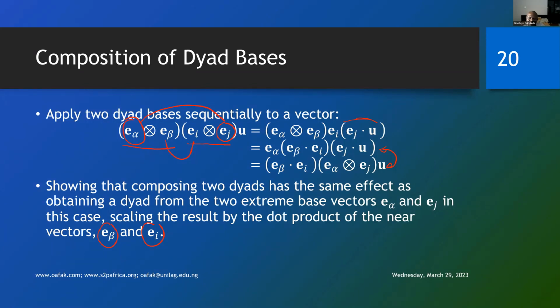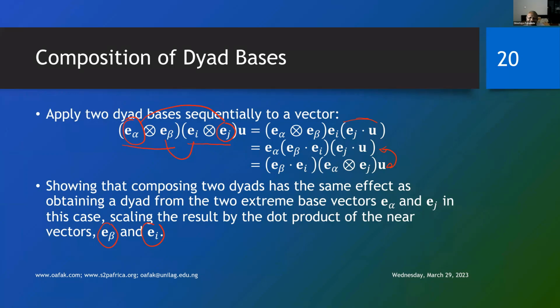You will see that if you first operate the e_i and e_j, you see that it is e_j applied to the second line, where you open e_β and e_i, and at the end of the day, what you have is (e_β · e_i) e_α composed with e_j.